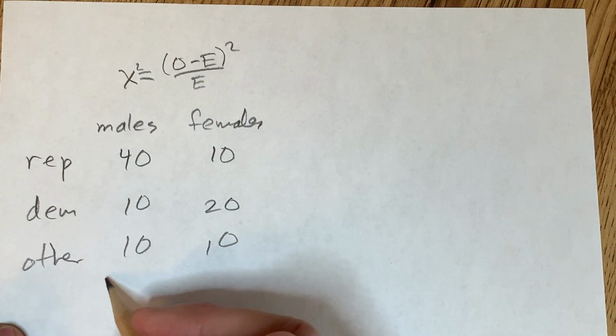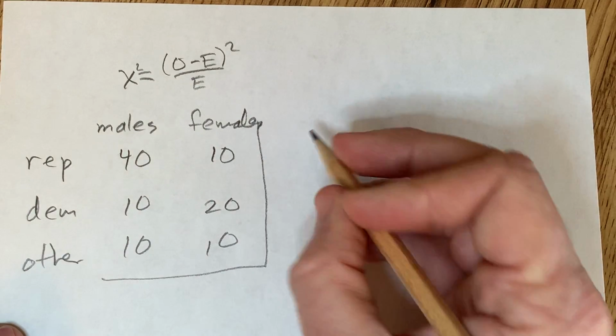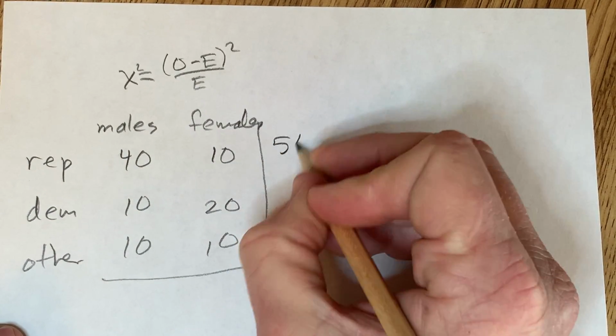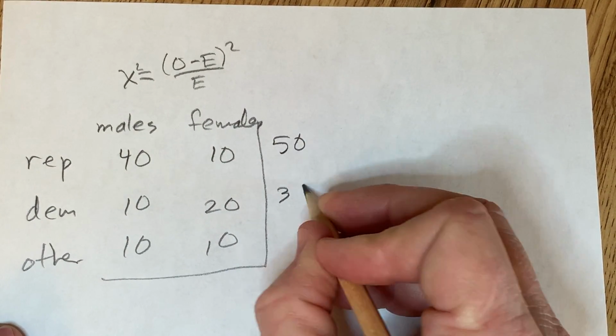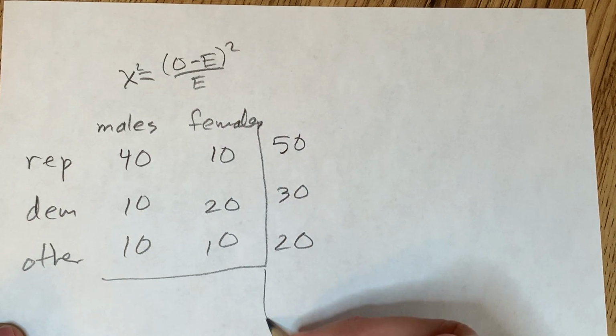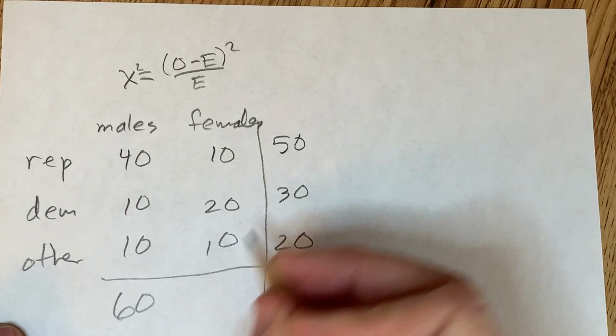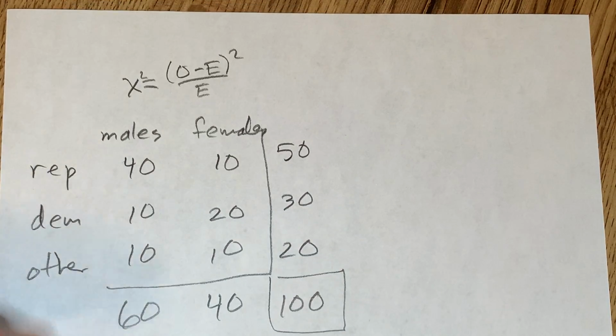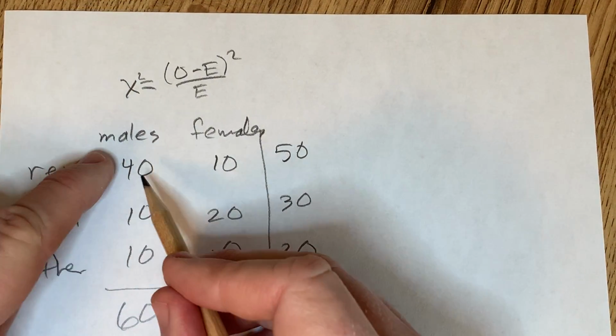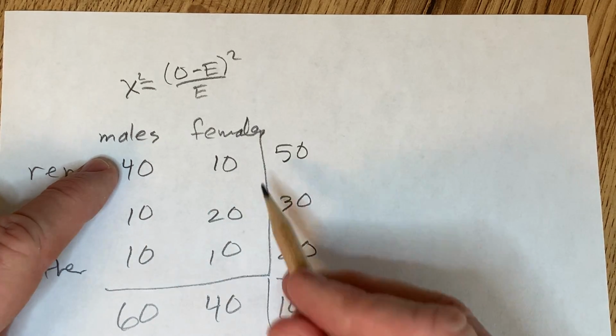Once again, our marginal distribution is we've got 50 total Republicans, 30 total Democrats, and 20 other. In our two samples together, we got 100. We had a total of 60 males and a total of 40 females. All right, and so those are our observed counts, our observed values.